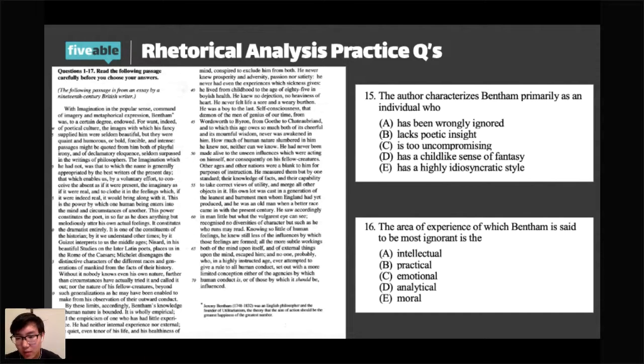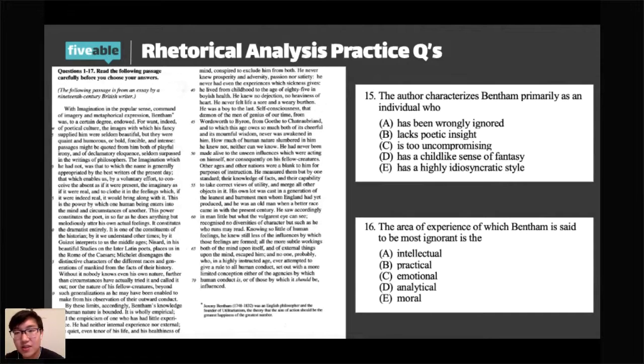I saw that some of y'all answered E, and the reason why it's not "has a highly idiosyncratic style" is because idiosyncratic sort of means odd, peculiar. In this case, the author's entire argument in the passage is that he lacks emotional depth and experience. The style isn't really focused on, if that makes any sense. The entire second paragraph talks about how he doesn't have experiences, how he doesn't have much emotion and stuff like that. And so that's really the characterization.